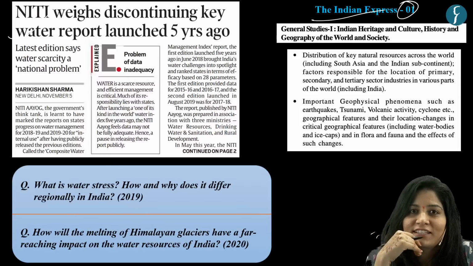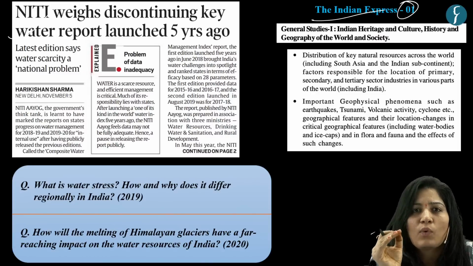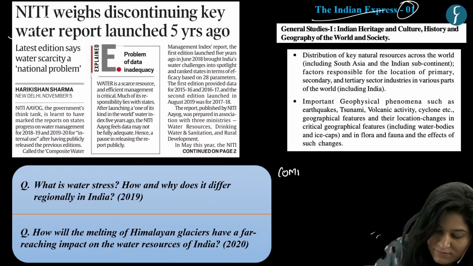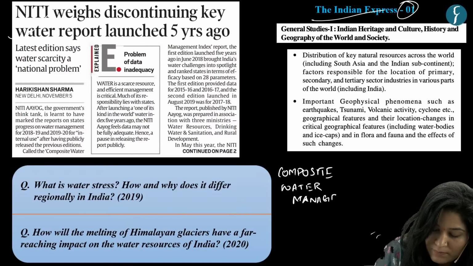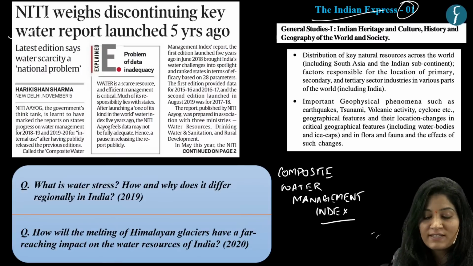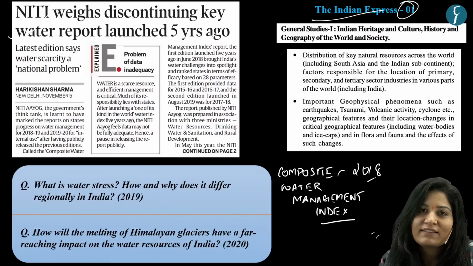According to this article, Niti Aayog is planning to discontinue their index on water management, and that index is the Composite Water Management Index. Niti Aayog brought this index in the year 2018, so it's been more than 5 years. Now they are thinking to discontinue.